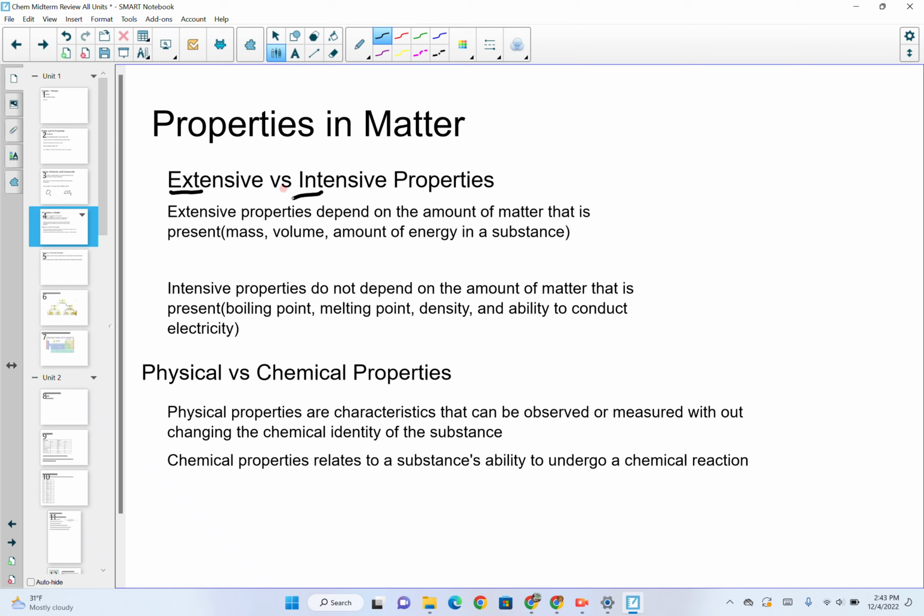Physical properties are characteristics that can be observed or measured without changing the chemical's identity. And chemical properties relate to a substance's ability to undergo a chemical reaction.